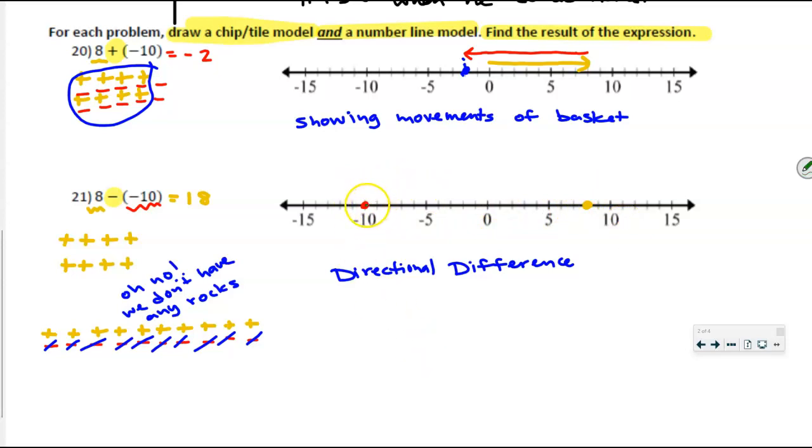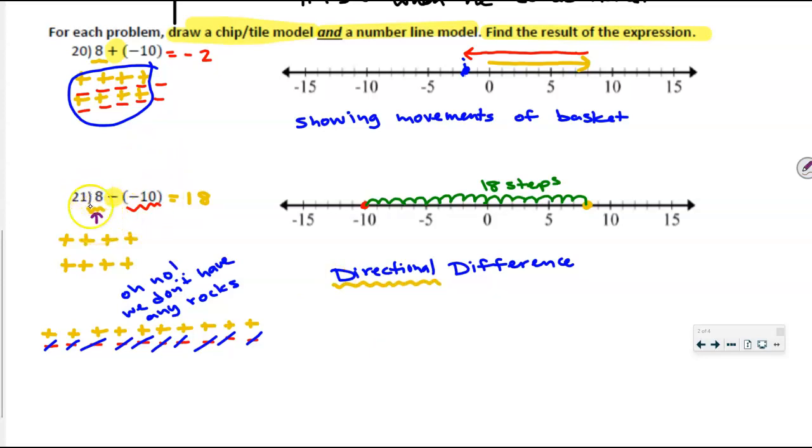I can take individual baby steps, 1, 2, 3, 4, 5, 6, 7, 8, 9, 10. That gets me to 0, but I still haven't made it this far. 10, 11, 12, 13, 14, 15, 16, 17, and 18. They're 18 steps apart from each other. The difference is 18. But I do need to pay attention to the directional difference. That directional difference means the side that I start on matters.